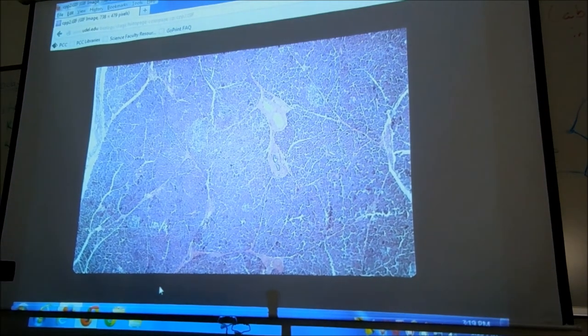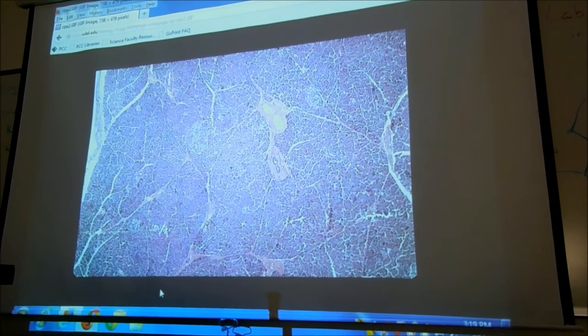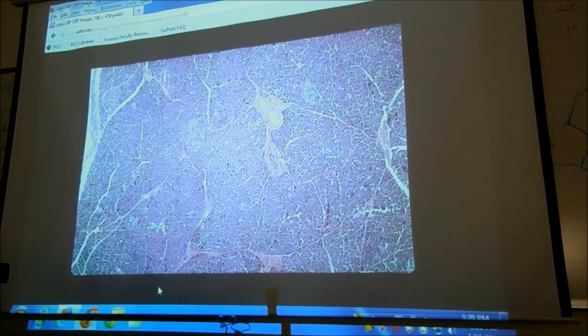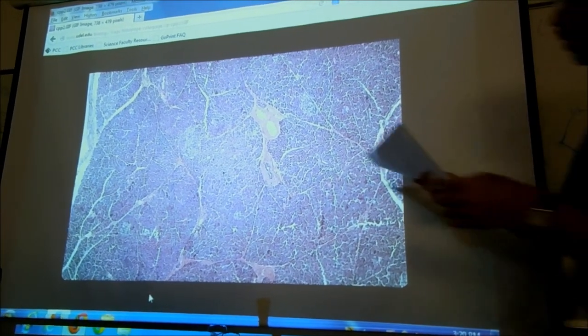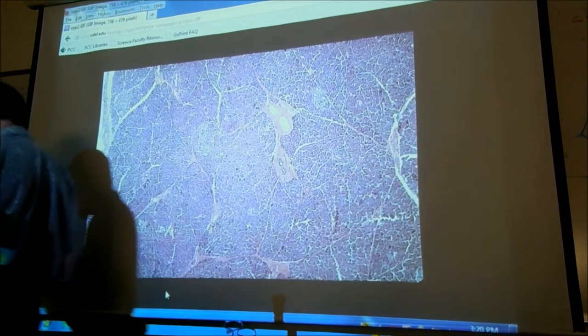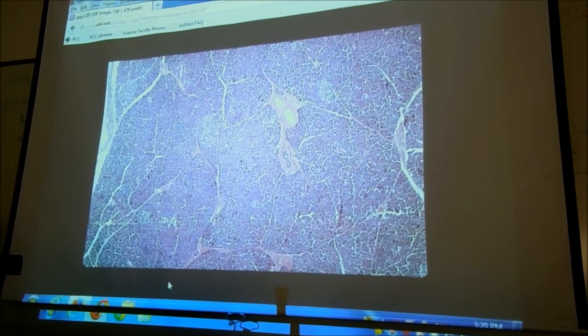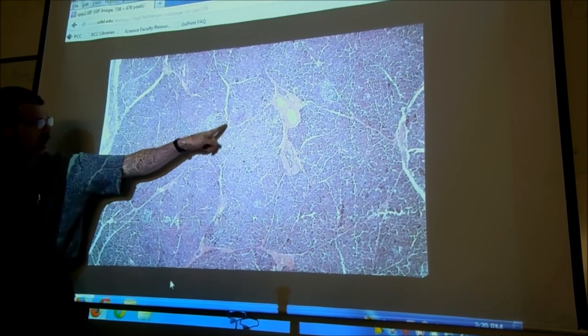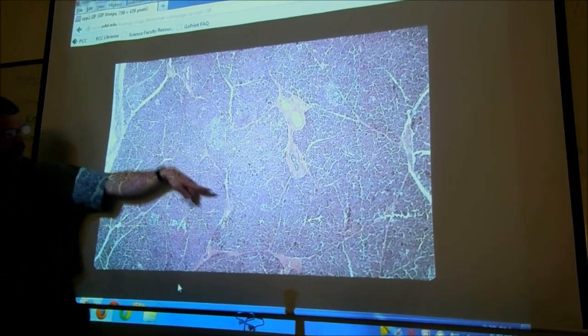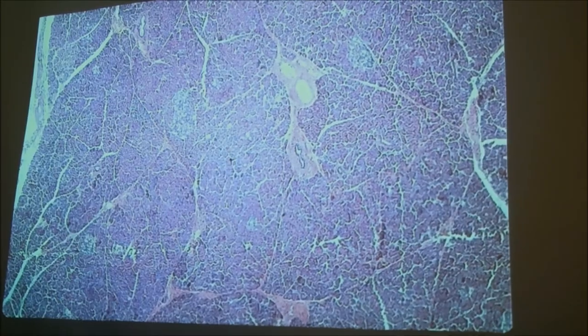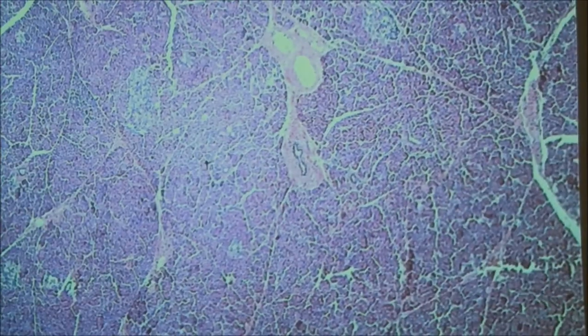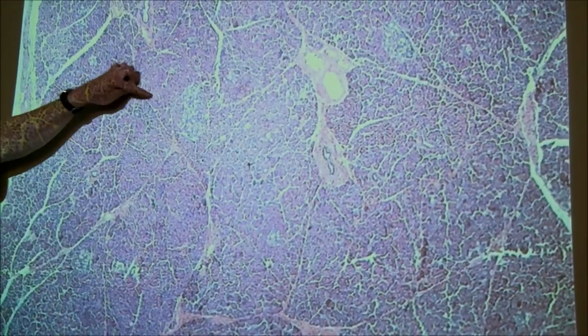Here's one of the two slides that will flunk you, because these two slides are almost exactly the same to your eye. You have to get them right. Can someone tell me the organ here? Pancreas. It's the pancreas. And how did you know that? Islet of Langerhans, right? Pancreas. So you're looking for those off-colored areas of the islet of Langerhans. And then you also learned last term what the non-islet was.